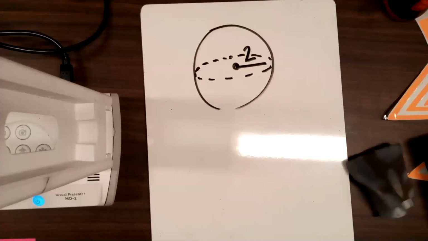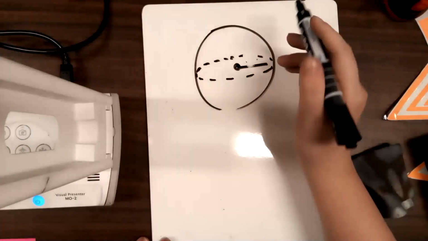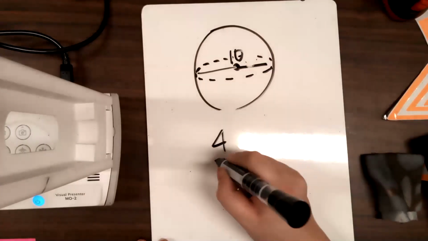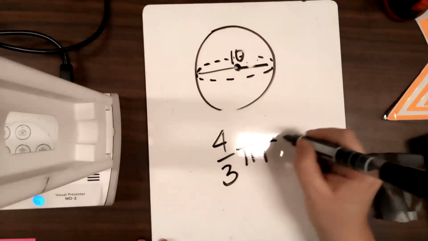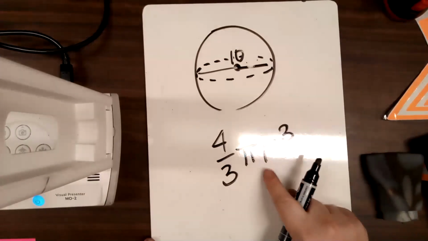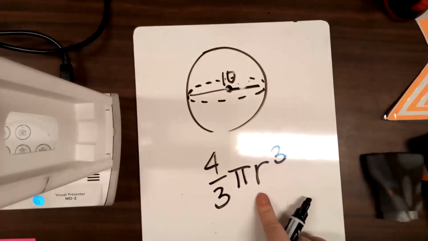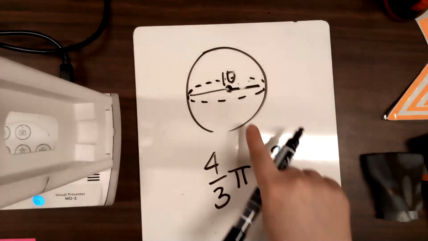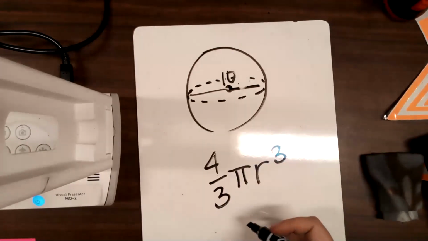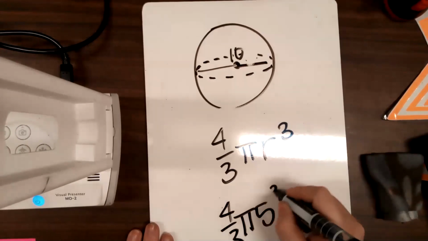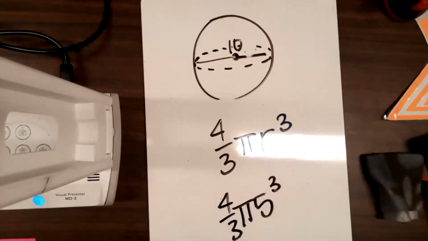All right, so here is our sphere from us, 4/3 pi r cubed. R stands for radius. In this problem, I did not give you the radius, I gave you the diameter. I wanted to see who I could catch. And you guys did pretty good. So instead of 10, we're going to put 5 here because the radius is half the diameter. So in your calculator, you're going to type 4/3 pi 5 cubed.